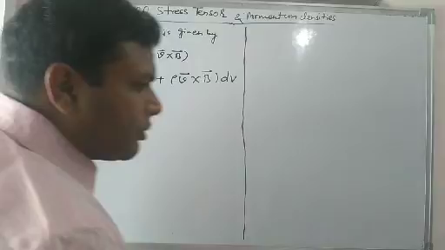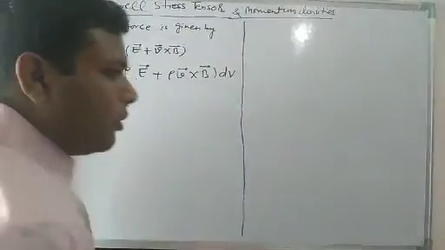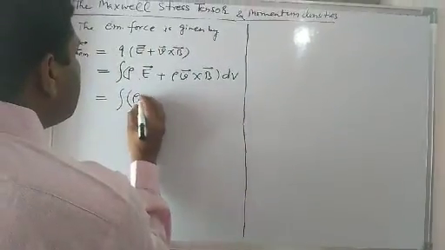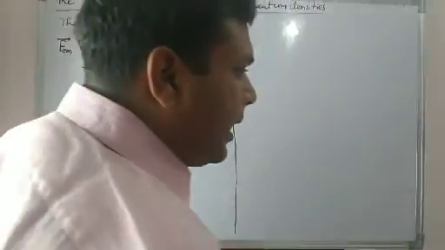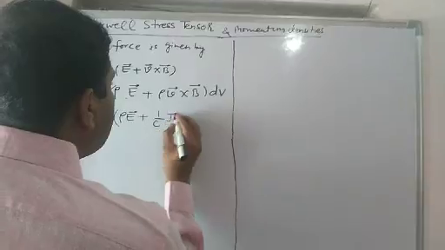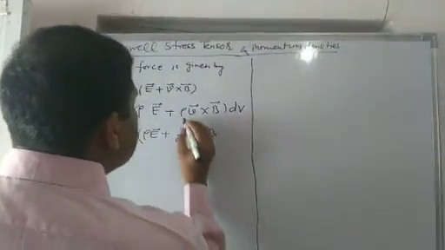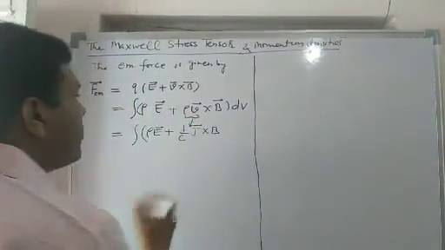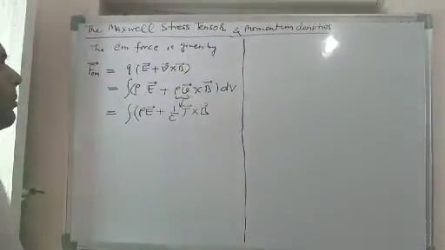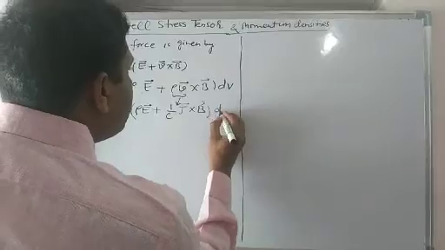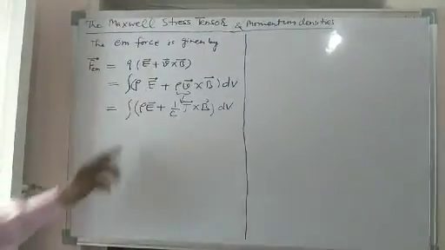So therefore we could write this as rho times E plus 1 over C J cross B, where this whole thing, 1 over C J, is essentially rho V over C, and then we will be doing the volume integration.